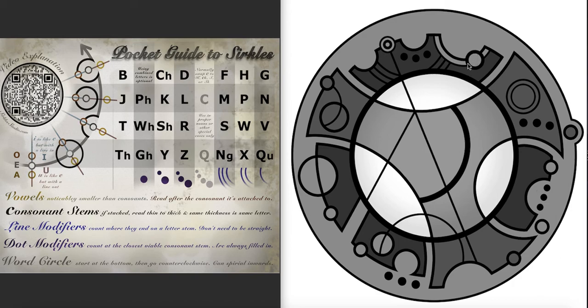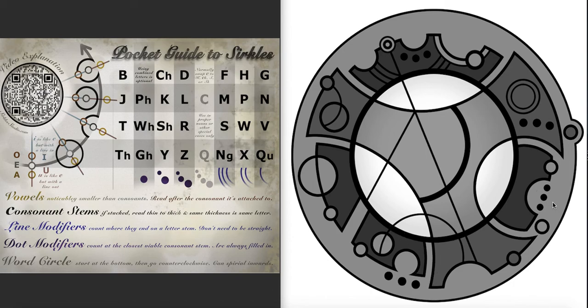So here's an example of an O attached on this stem. O's are always on the inside, E's are on the line of the word circle or centralized inside a consonant, and A's are always on the outside of the word circle. And the only time they're inside the consonant is on this stem, which this had an E after it, not an A. So anyway, combining vowels with consonants are optional, and you always read the vowel after the consonant it's attached to. So yeah, and then dots and lines.